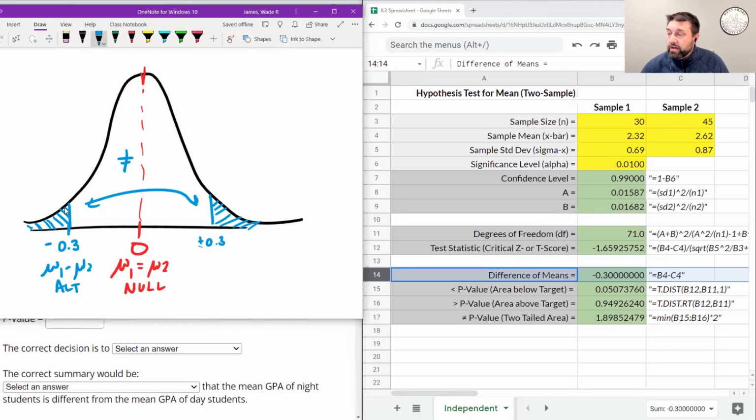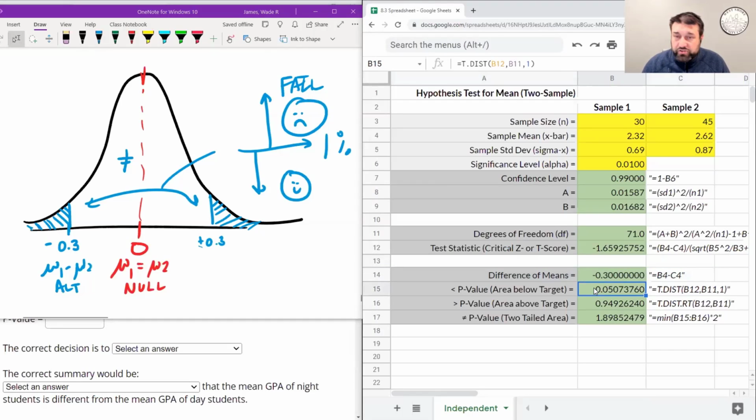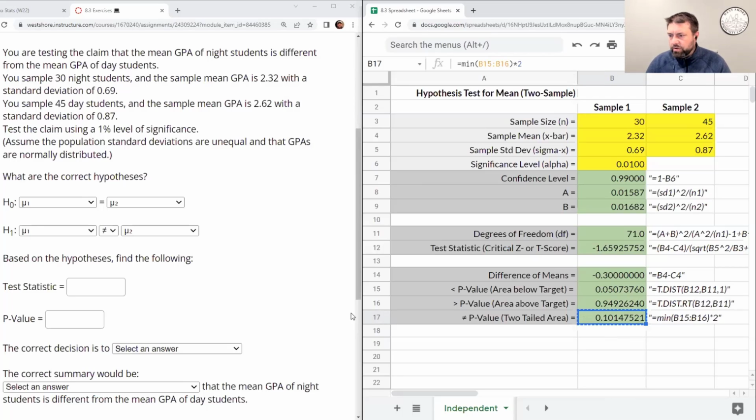If these two p-values come in less than 1%, 1% is our threshold, so if these two areas come in below 1%, that is good for us. That means we get to reject the null hypothesis and say that there is a difference between the two. If these areas come in above 1%, that's bad for us. We fail to reject the null, and we can't push the king off the mountain. Here is the area below 5%, not looking good. There is the area between the two.